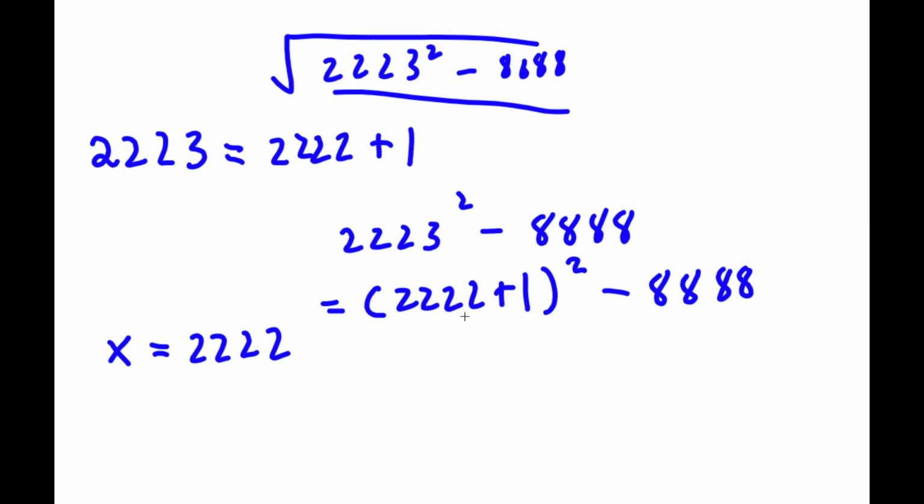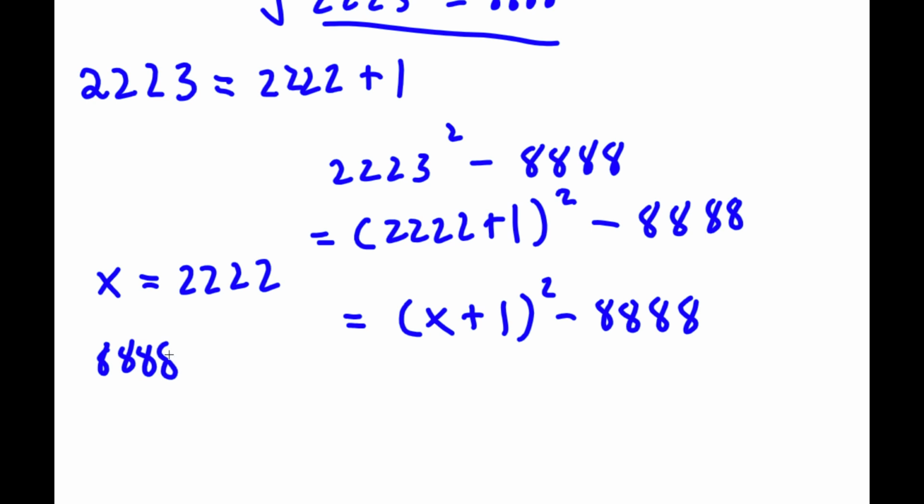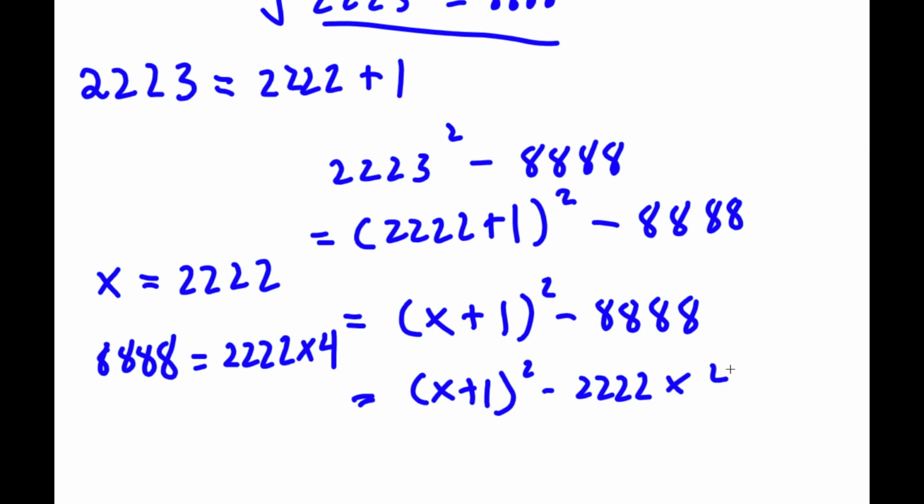And now I am going to replace 2,222 with x, or substitute it in. So now this is equal to x plus 1 squared. Remember, I just simply replaced 2,222 with x, minus 8,888. Now I'm going to rewrite 8,888 as 2,222 times 4. So if I substitute in 2,222 times 4 for 8,888, I get x plus 1 squared minus 2,222 times 4.